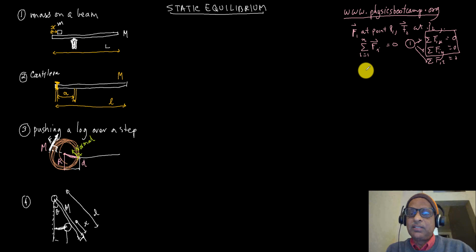The other one is that the net torque is also 0. So the net torque by any force about any point O equals 0. Torque is actually a vector, so it has an orientation.